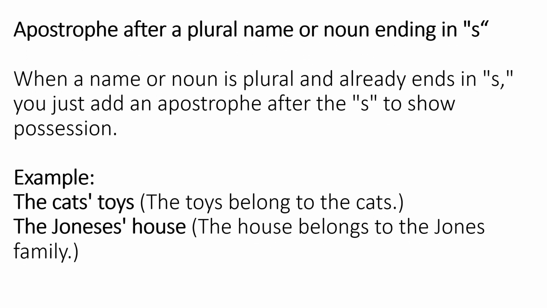Apostrophe after a plural name or noun ending in s. When a name or noun is plural and already ends in s, you just add an apostrophe after the s to show possession. Example: the cats' toys. The toys belong to the cats. More than one cat. The Joneses' house. The house belongs to the Jones family.